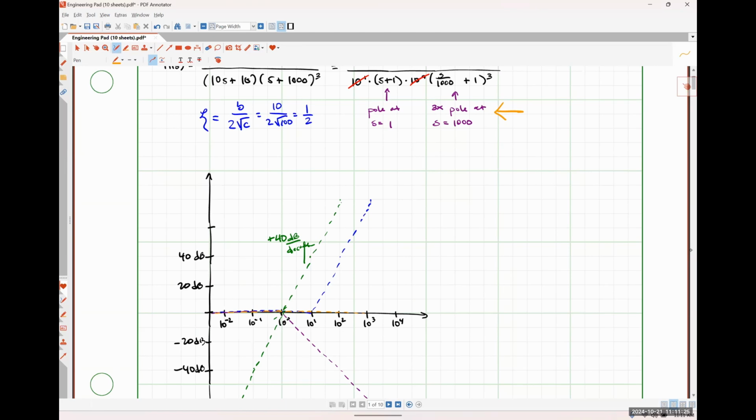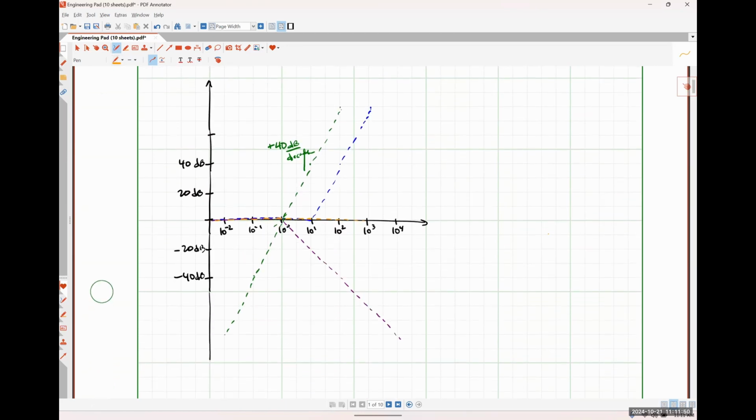That has positive 40. Yes, because a simple 0 would be plus 20, but because it's repeated twice, it's plus 40. Absolutely right. Yes, that's why it's increasing at 40 dB per decade. So let's see. This point right here would be negative 60.